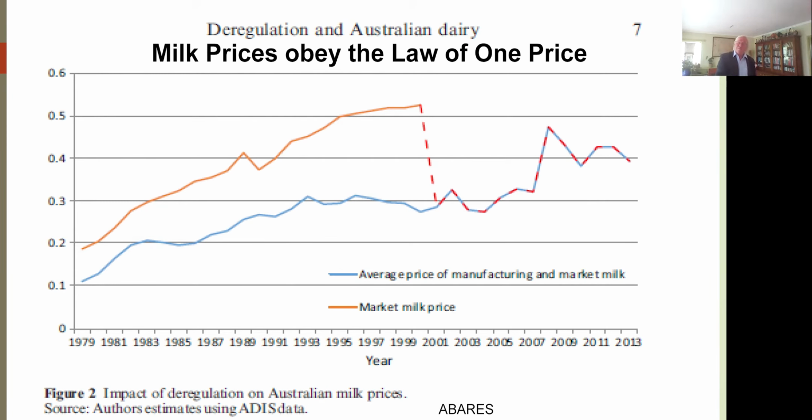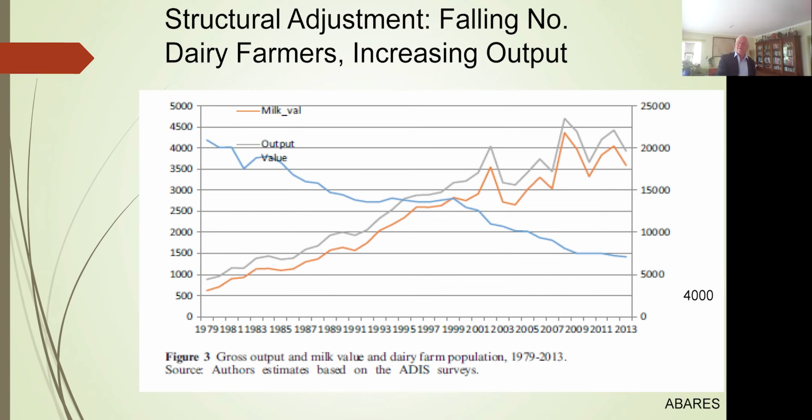Milk prices, when we did deregulate in 2000, we charged consumers a 10-cent, 11-cent tax for 10 years to do it. But milk prices became one price. And adjustment kept occurring. We're down to 4,000 and a bit dairy farmers now. There was 46,000 in 1965 or some such thing. So less farmers, more output, more efficient. There's a productivity change for you. Same with grains.